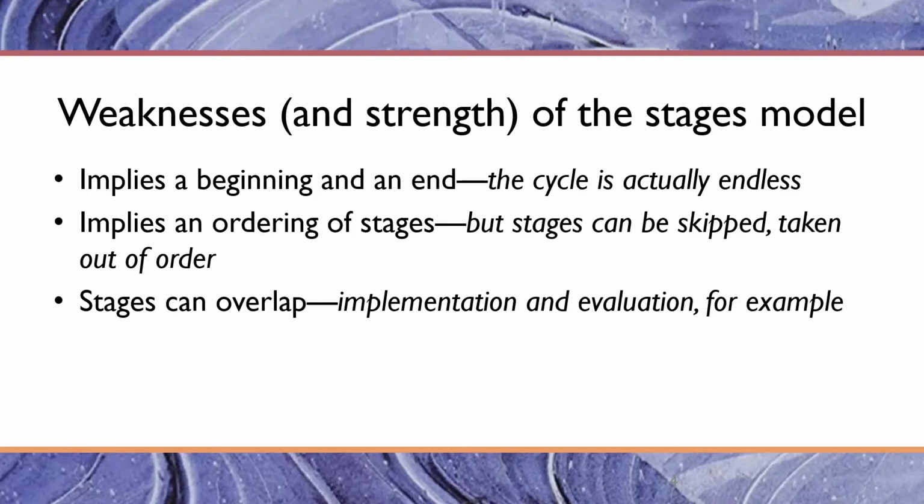Stages can happen simultaneously. For example, you can be implementing a policy and evaluating it at the same time. Or issue emergence and agenda setting can happen at about the same time, particularly if the issue very rapidly emerges on the agenda, such as terrorism after September 11th, or pandemic diseases in the wake of COVID. Those things happened very quickly; the issue emerged and got very high on the agenda very quickly. So these stages can overlap.